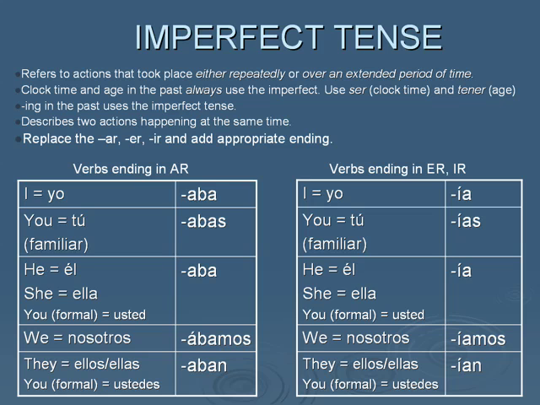The imperfect is also a past tense, except it refers to actions that take place either repeatedly or over an extended period of time. For clocks, you use ser, and for age, you use tener. And it's also used to describe two actions happening at the same time. As you can see, the AR ending is completely different than the ER and IR. The good thing about the imperfect is there are only 3 irregular verbs: ser, ir, and ver.